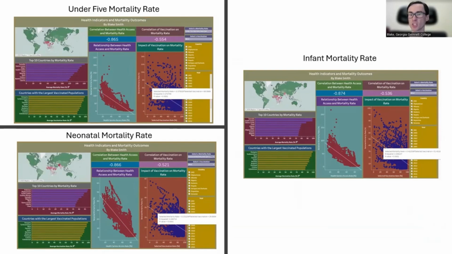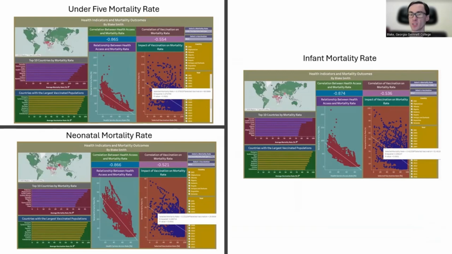These screenshots show my dashboard analyzing the relationship between MCV2 vaccination rates and the three mortality rates identified earlier. We already know that the correlation coefficients show a moderately strong negative relationship, meaning that countries with higher MCV2 vaccination rates generally have lower mortality rates.